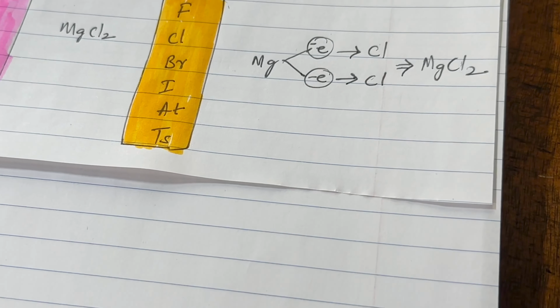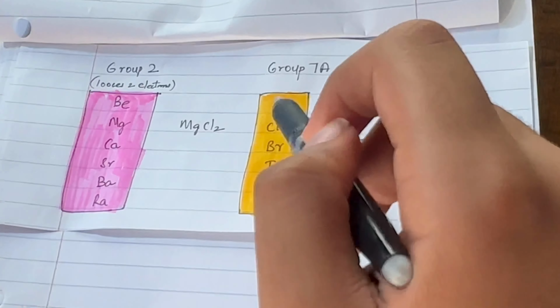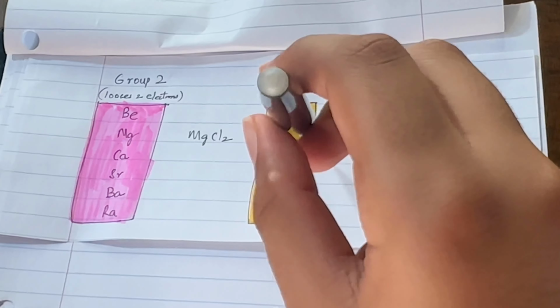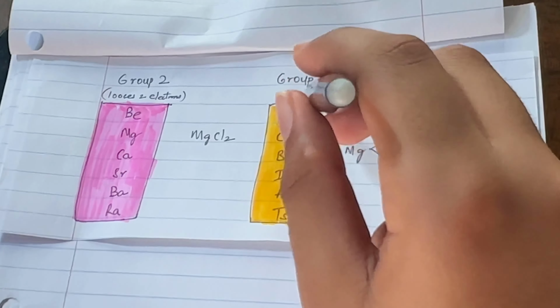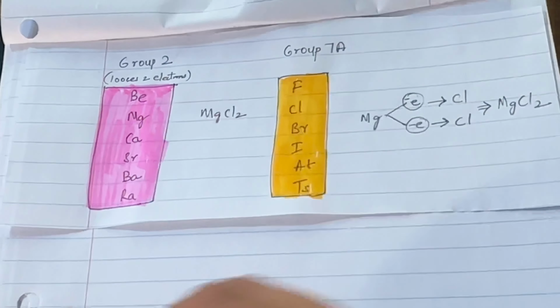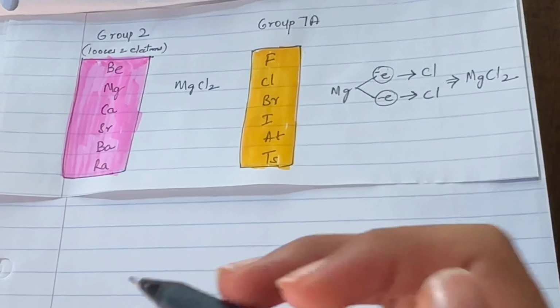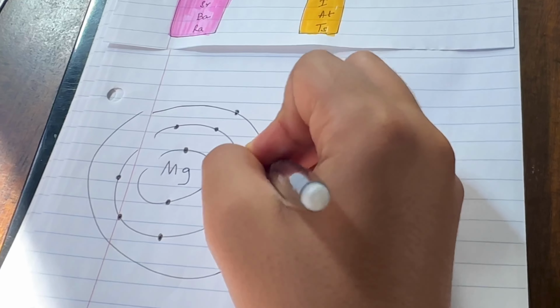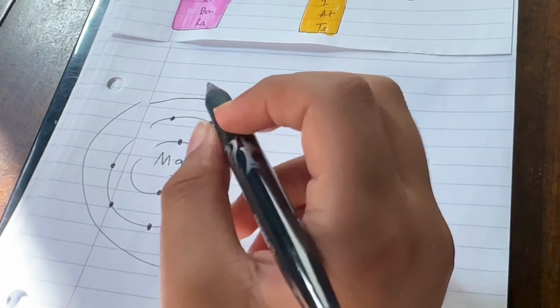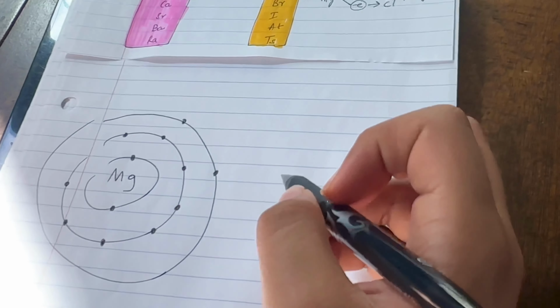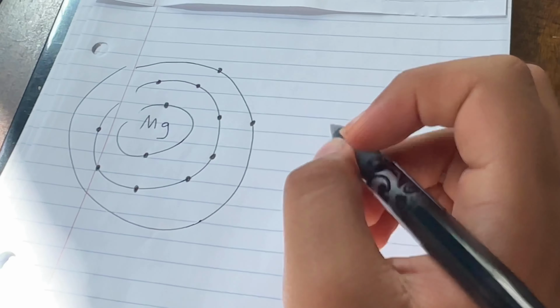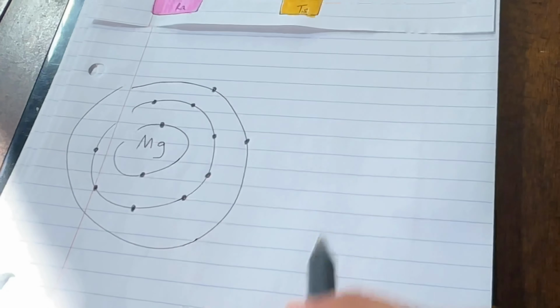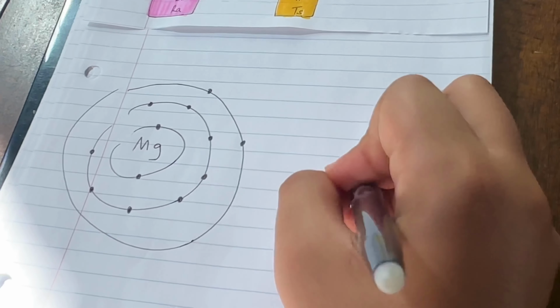So now let's move on to our second example. We're going to be doing magnesium and chlorine. Magnesium is located in group 2, and chlorine is located in group 7A, also known as group 17. Let me draw how magnesium looks on Bohr's model. Magnesium has the atomic number of 12, and we get 2 valence electrons. Now we're going to compare it to chlorine. Chlorine has the atomic number of 17, and I really don't want to draw all of that, so I'm just going to draw the valence shell.